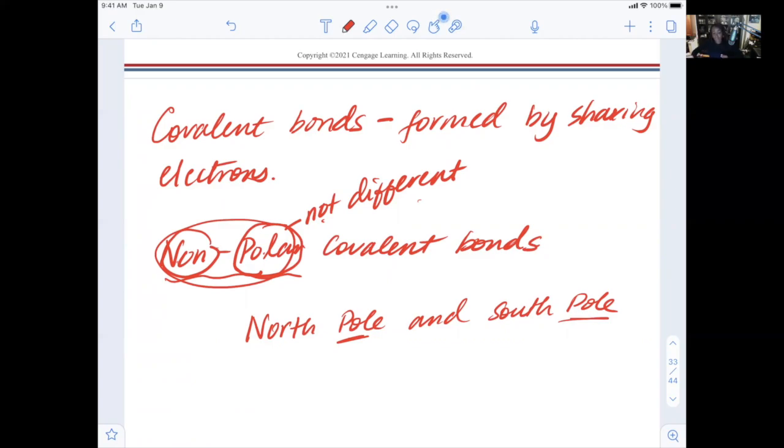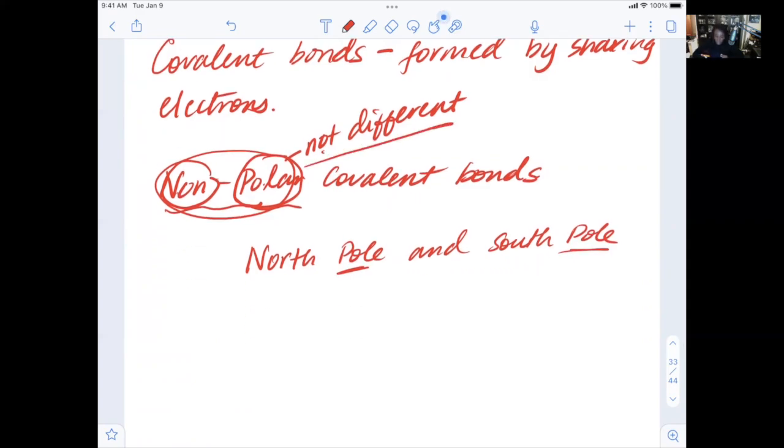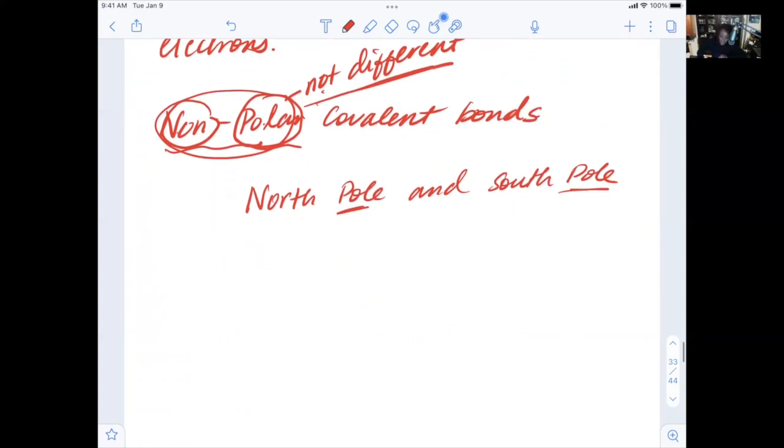They could have said it better. I agree if you're thinking that way. This is how they chose to say it. Non-polar, not different, okay? So once you draw the Lewis structure, you will see some bonds where there is not a difference. Okay, so back to covalent bonds, back to the definition.